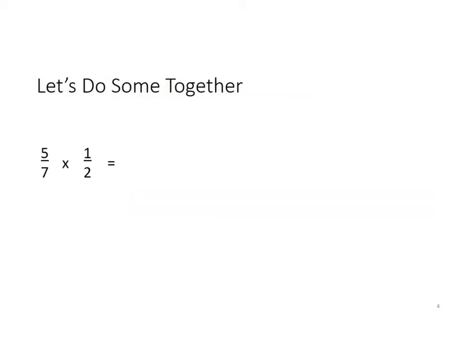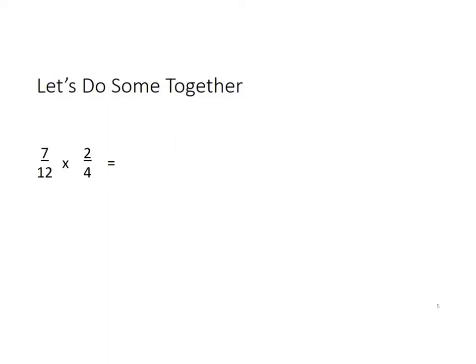Let's do some together. 5/7 times 1/2. Again, we don't need to worry about the denominators in this case. They're different, but that's okay when you multiply. You just multiply numerator times numerator. So 5 times 1 is 5. Denominator times denominator, 7 times 2 is 14. And in this case, we cannot reduce. So that's our final answer. Go ahead and pause the video to write it down and then go on.